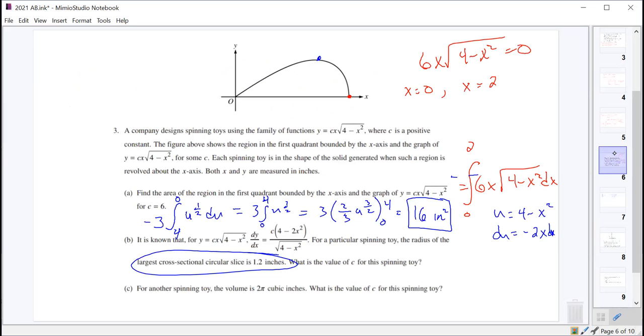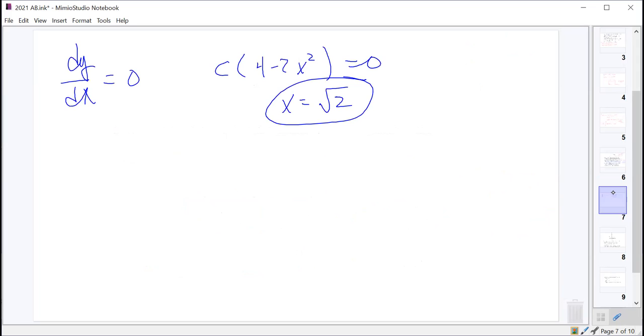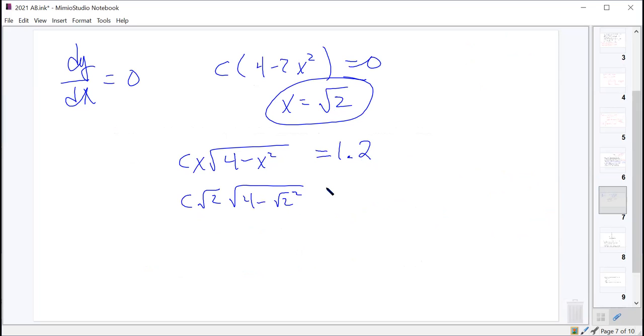And we want to figure out, it says that the radius, that largest distance up there, is 1.2 inches. So we need to figure out what c is when x is the square root of 2. We're going to take c x root (4 minus x squared) and set it equal to 1.2 when x is root 2. So we have c root 2 times the square root of 4 minus root 2 squared equals 1.2. Does that make sense, everyone?